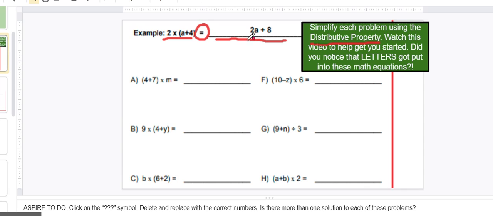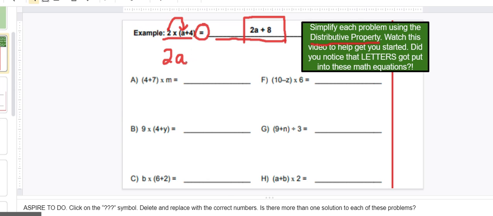So we know that we want to use the distributive property to help us simplify each of these problems. And somehow we're going to end up with this solution here. As we look, what we notice is that we're going to distribute this 2 to everything inside the parentheses. So we're going to take our 2 and do the operation multiplication, and multiply 2 times a. So 2 times a is saying that we get 2 a's.